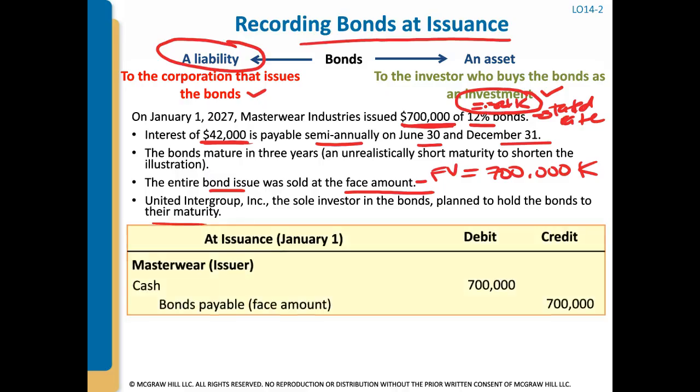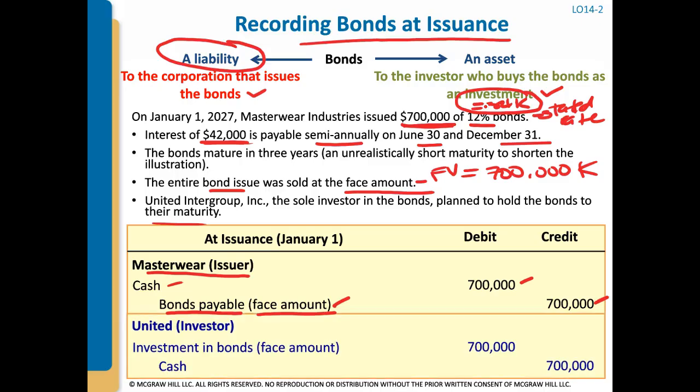Let's look at the journal entries. Masterwear, which is the issuer, the seller, got cash for $700,000, a debit to cash, and now they owe United Intergroup $700,000. So they're going to record a bonds payable liability for the face amount for $700,000. The bonds payable will always be recorded at the face amount or the principal amount, same thing.